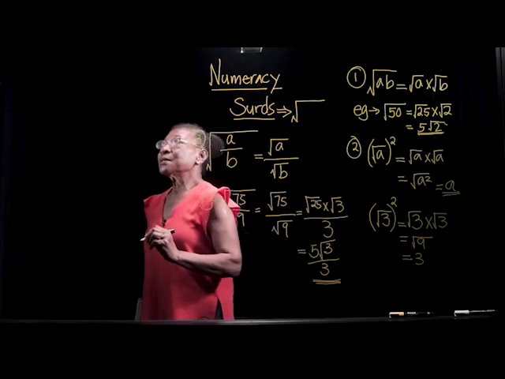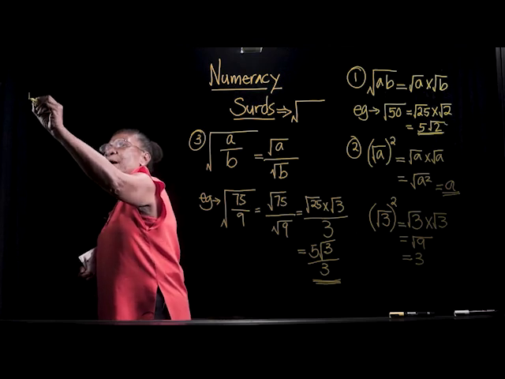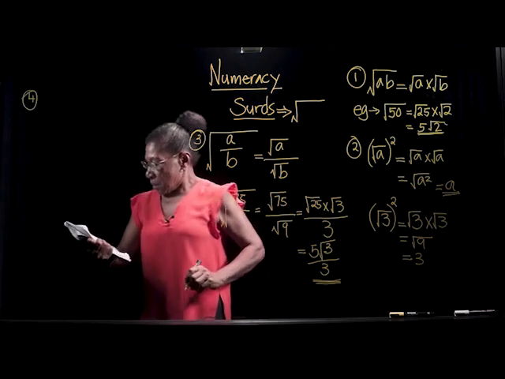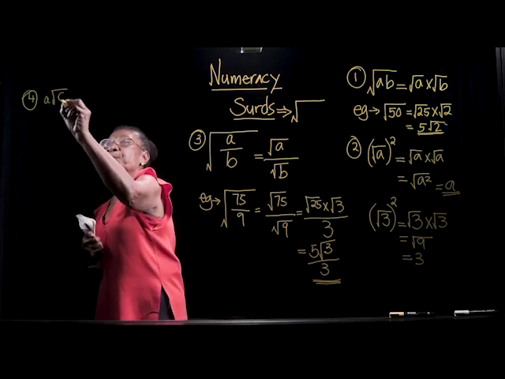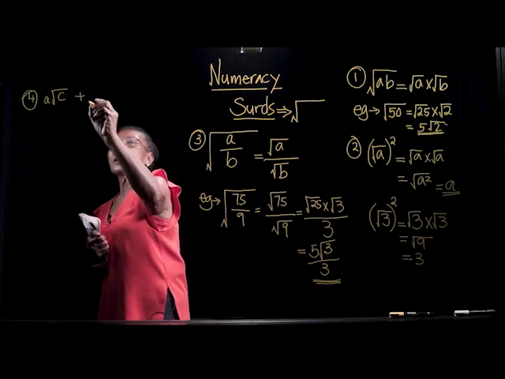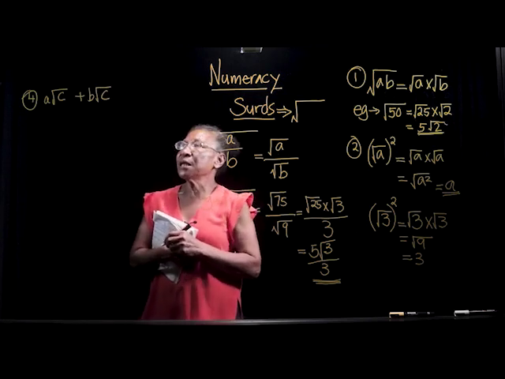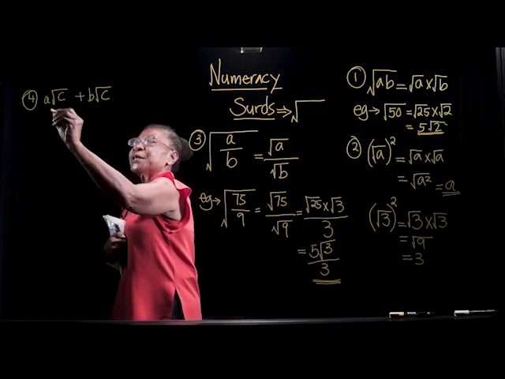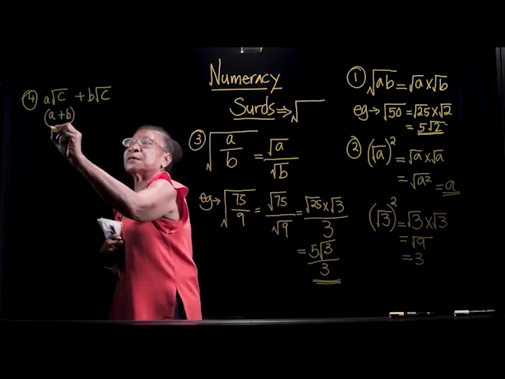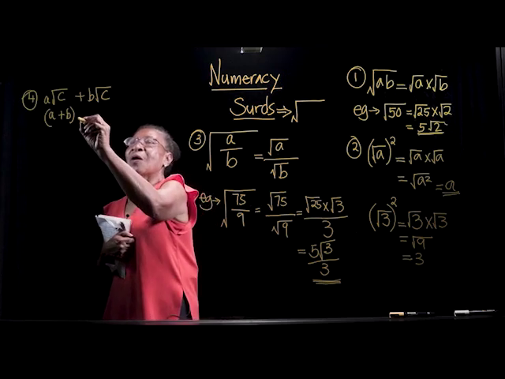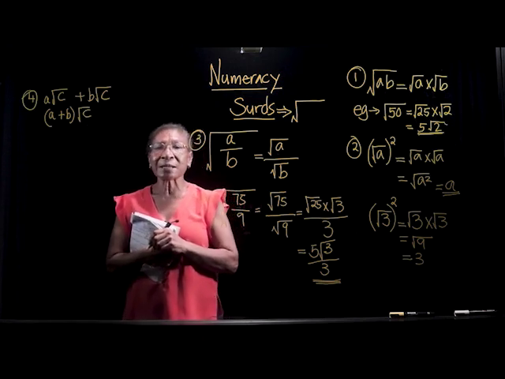Let's look at rule number 4. In rule number 4, we have a root c added to b root c. A root c plus b root c gives us a plus b, all of that times root c. That is the rule given to us.